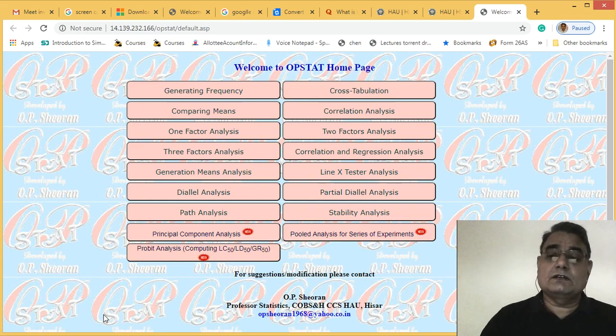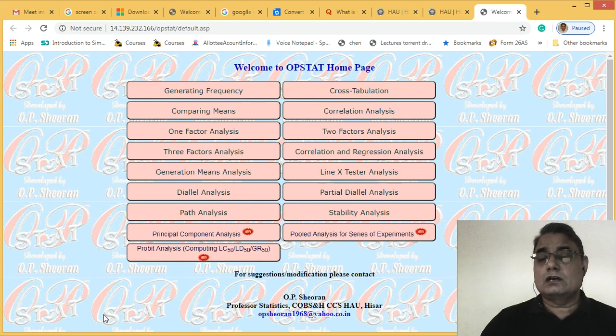Similarly, for 2-factor analysis, we have 2-factor CRD, completely randomized design, 2-factor RBD, randomized block design, then split plot designs, and their post hoc test with the help of critical differences. The beauty of these modules is also that if a certain transformation is required, the transformation facility is also there. You can transform your data.